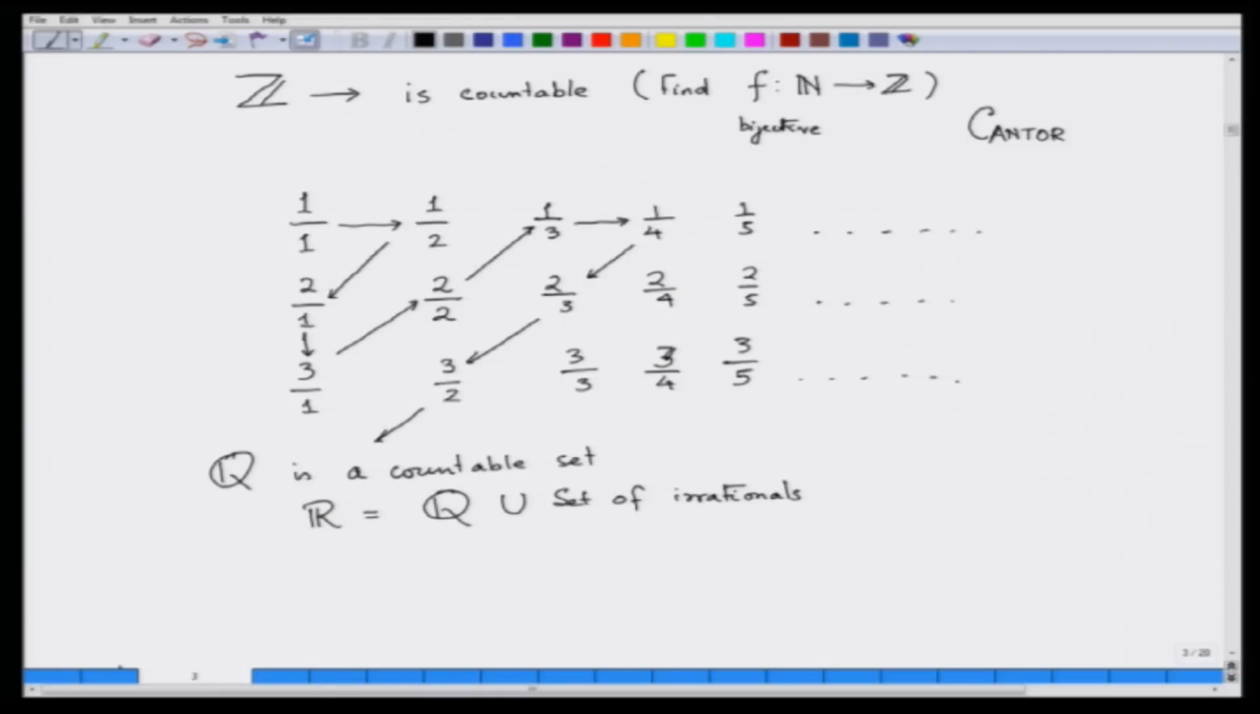Now, I would like to stop here by making known to you this famous result, that the set R is not countable, that you cannot put the set R in one-to-one correspondence with the set of natural numbers. So, the set R is not countable. This was also first shown in 1874 by Cantor.